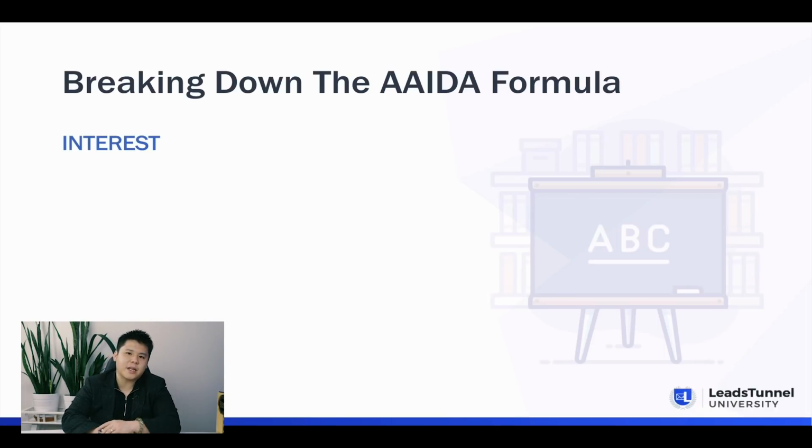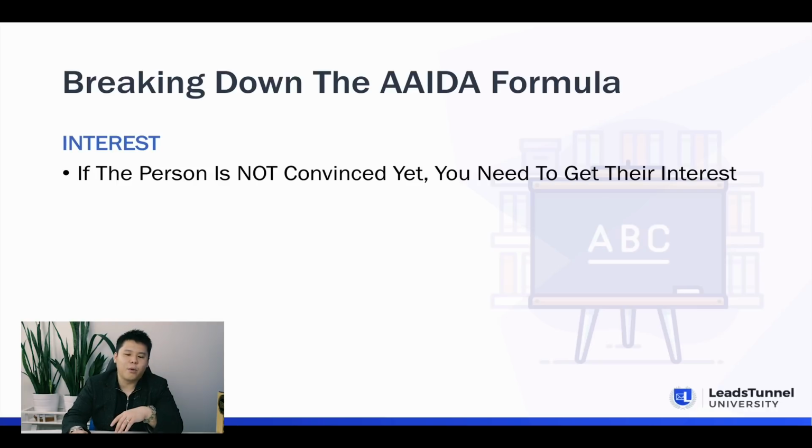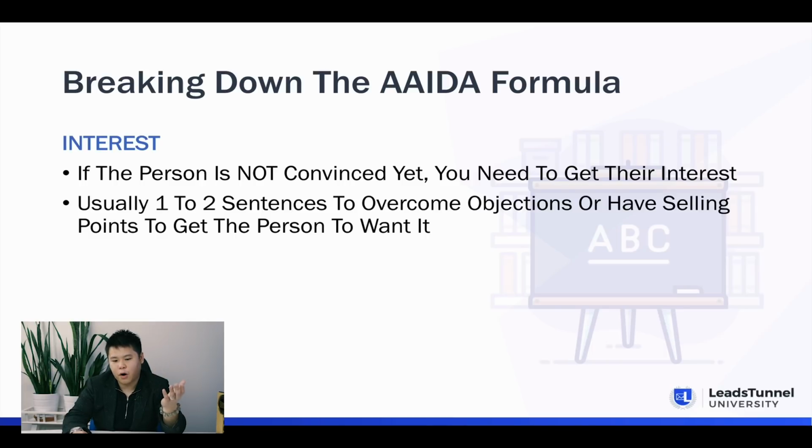For those that have not been sold from the hook and have not clicked yet, they click on the see more. When they click on the see more, this person is not convinced yet. They need to get more interested in what you have to offer. So usually in one to two sentences, you want to either overcome their objections or have selling points to get the person to want the product. You already got their attention, they're just not convinced. In this interest category, you simply make them want it.